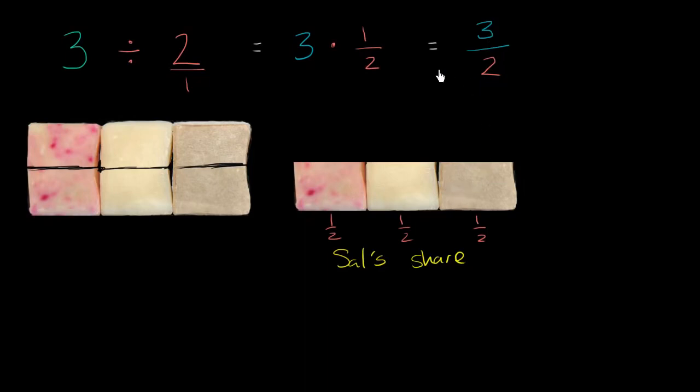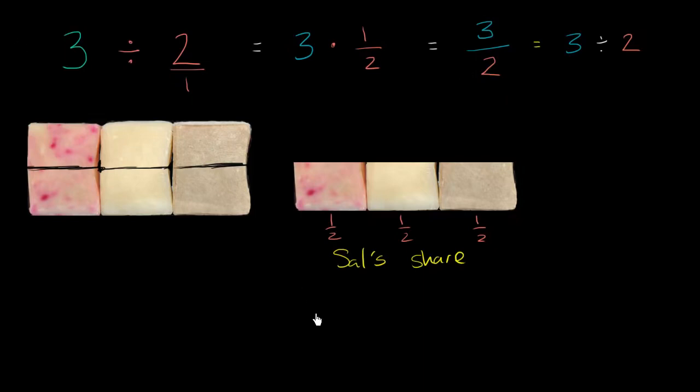Now, just to make sure that we really understand what 3 halves is, and remember, 3 halves is really the same thing as 3 divided by 2. If someone says 3 divided by 2, you could say, hey, I'm going to represent that as 3 halves. Or if someone says 3 halves, you could say, well, that's the same thing as 3 divided by 2. But just to really understand this number, let's actually think about where we would plot it on a number line as well.